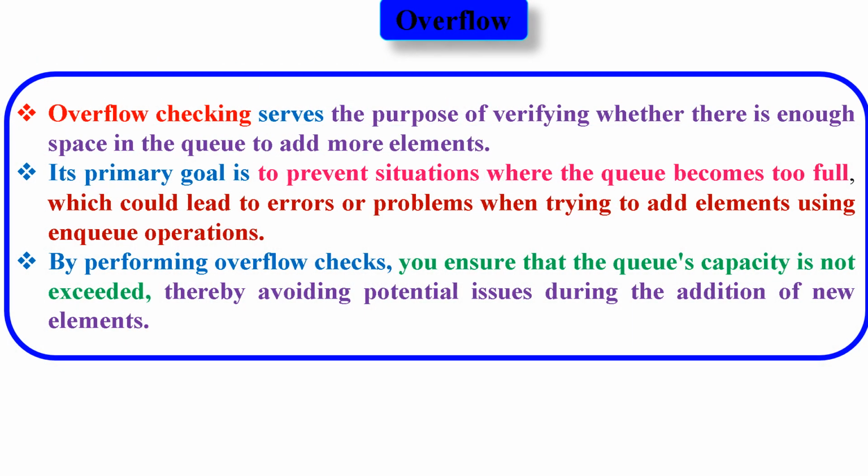Next construct, which is used to monitor the queue's status when adding or removing elements from it, is the overflow. Overflow checking serves the purpose of verifying whether there is enough space in the queue to add more elements. Its primary goal is to prevent situations where the queue becomes too full, which could lead to errors or problems when trying to add elements using enqueue operations. By performing overflow checks, you ensure that the queue's capacity is not exceeded, thereby avoiding potential issues during the addition of new elements.